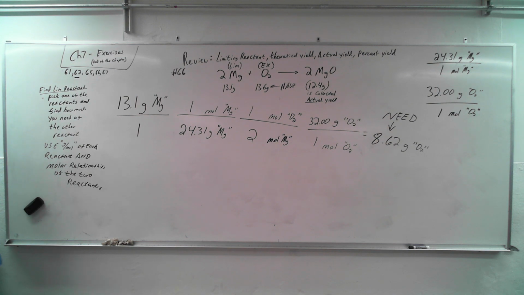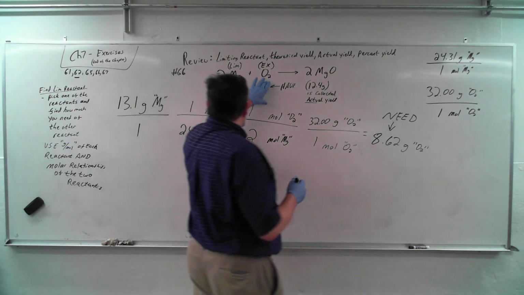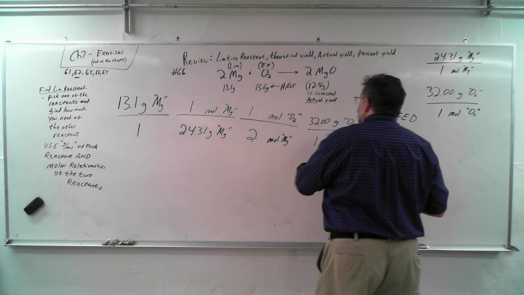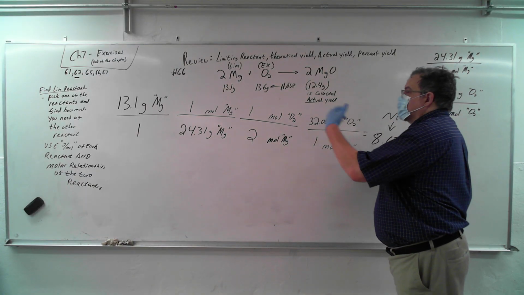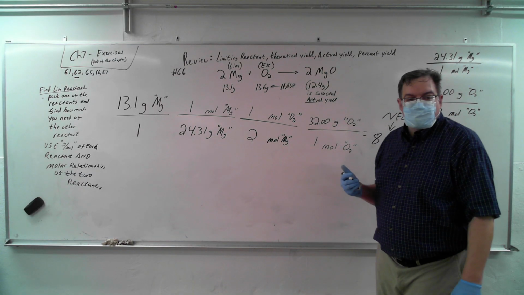So you pick one and it's going to tell you which one is limiting and which one is excess. You don't have to do both reactants this way. If I did oxygen starting here and went across, we would find that oxygen is in excess, and we would find that Mg is limiting.